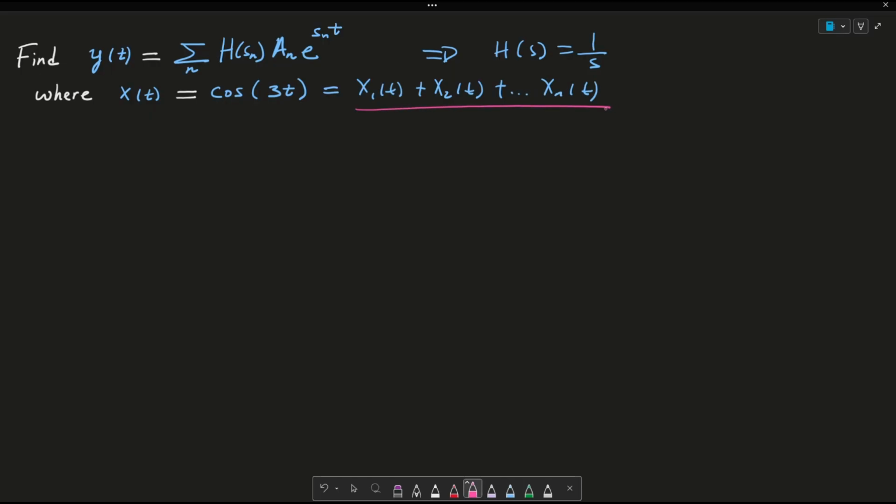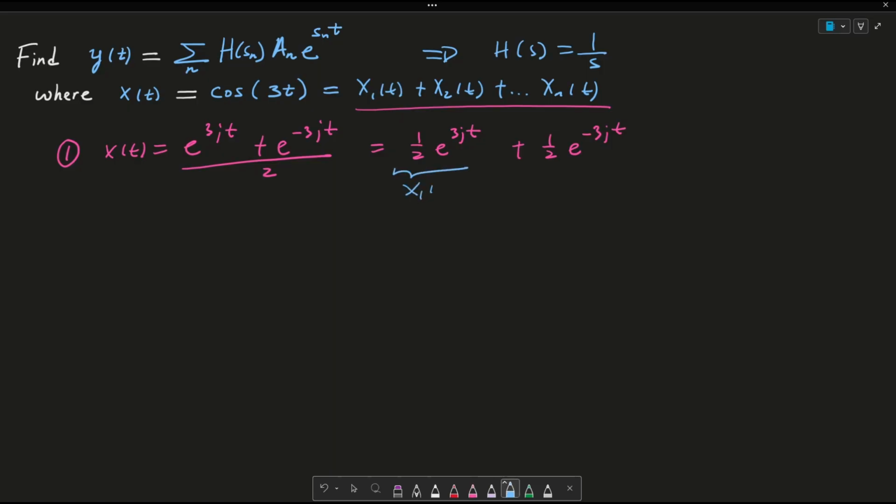So in order to find this, where we decompose x of t into these complex exponentials, we can do two things. The first thing you can do is use what's called the inverse Euler's identity for a cosine function. So we can say that x of t is equated to e to the 3jt plus e to the minus 3jt over 2. To be explicit, this is 1/2 e to the 3jt plus 1/2 e to the minus 3jt. As you can see here, this is x1 of t, and this here is x2 of t.